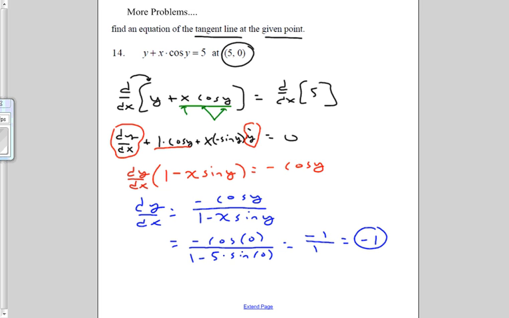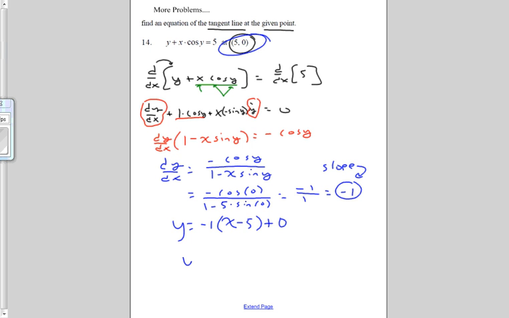And to find the equation of the tangent line, this is my slope. Here's my point. So the equation of the line will be y equals slope times x minus x1 plus y1, or negative x plus 5.